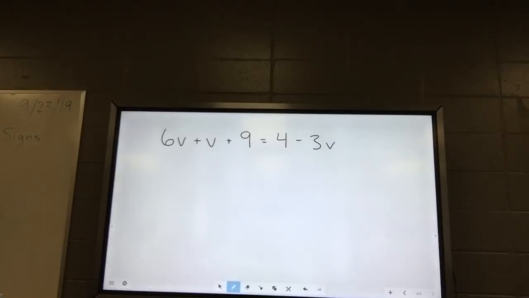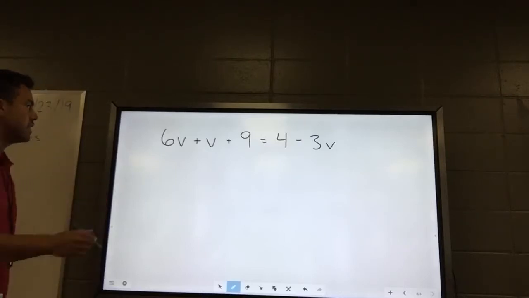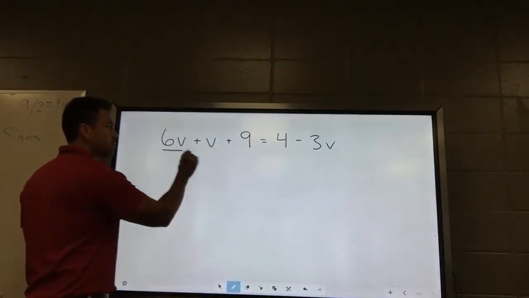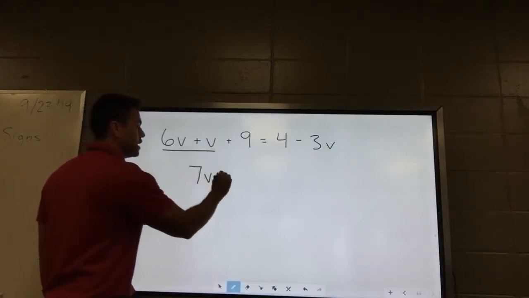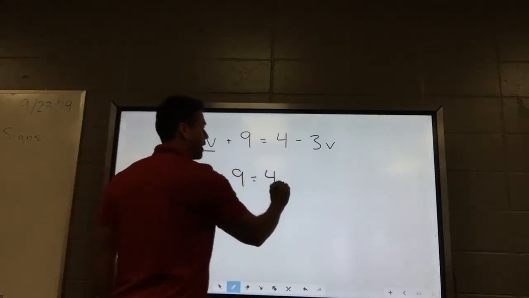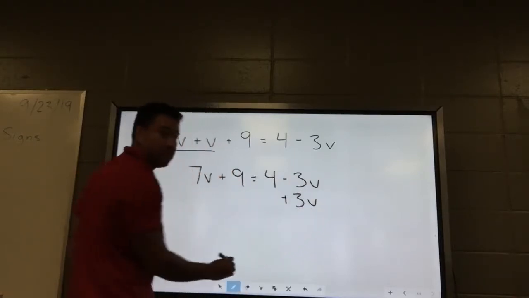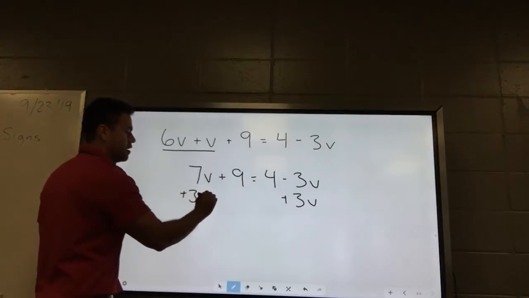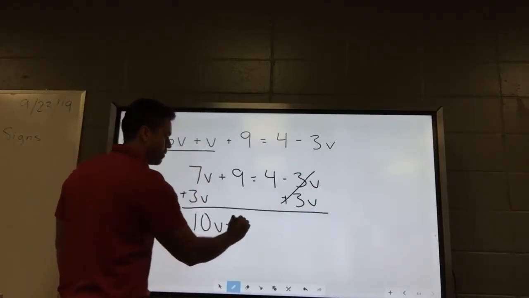Okay. Let me work it out one other way and see if I eliminate one of those 5. Your first step was you added these 2 together: 7v plus 9 equals 4 minus 3v. And then you added 3v. How many of you added 3v next? This is what you did. So some of you did not do it that way.